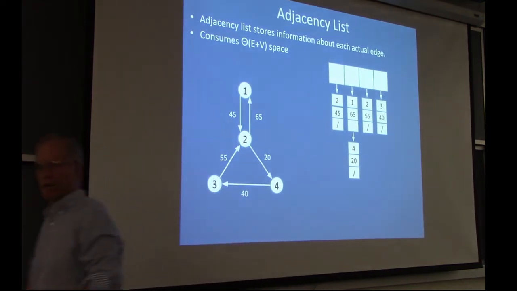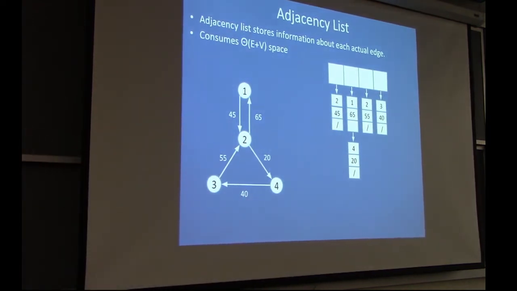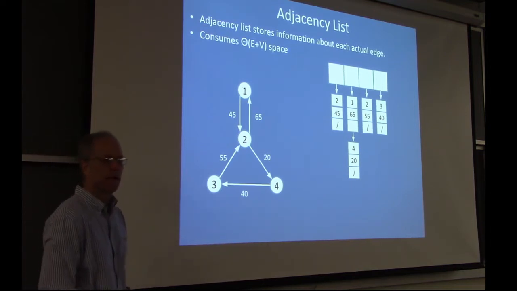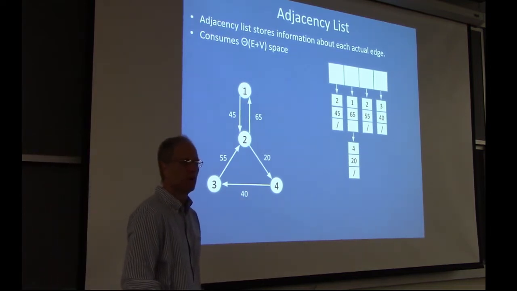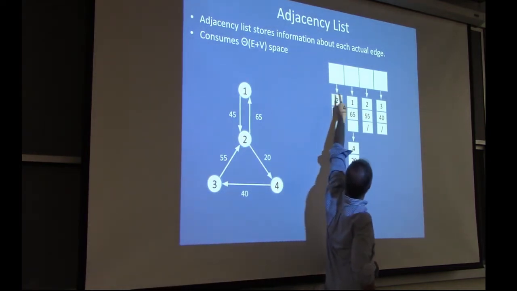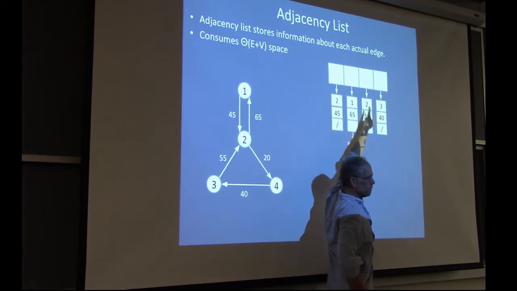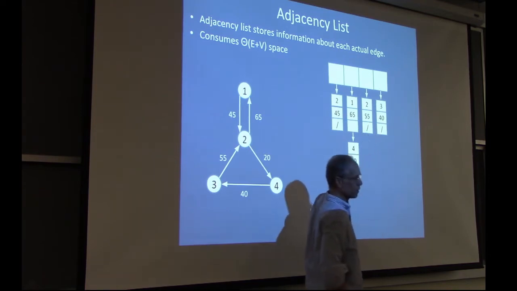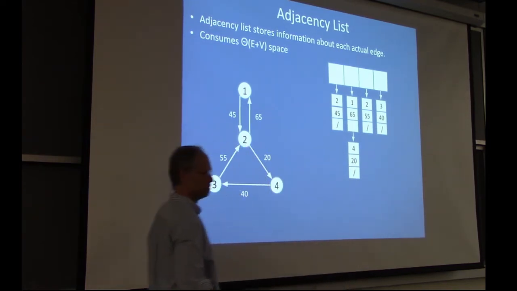So how much space does that consume? As we analyze algorithms, we're going to have to get used to counting in terms of both V and E. It would be order of V plus E. It takes space proportional to V for the spine up there, and it takes space proportional to E for all these edges to be stored. So V plus E.